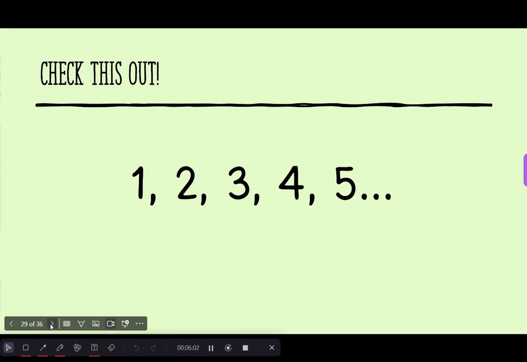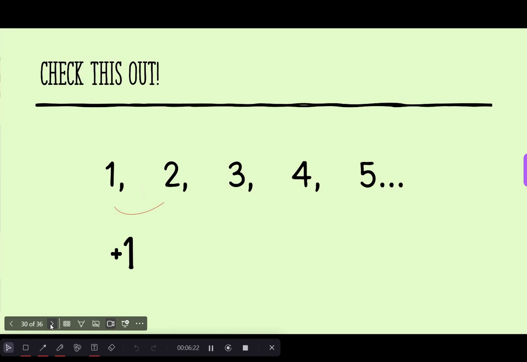Yes, good. So, number 1, in order to get to number 2, you have to do what? Yes, add 1. And in order to get from 2 to 3, you add 1 again. So, the rule is adding 1. So that's the sequence because you're adding 1 every time. 1 plus 1 is 2, 2 plus 1 is 3, 3 plus 1 is 4, 4 plus 1 is 5. And if it was to continue, what do you think 5 plus 1 is? 6, correct.